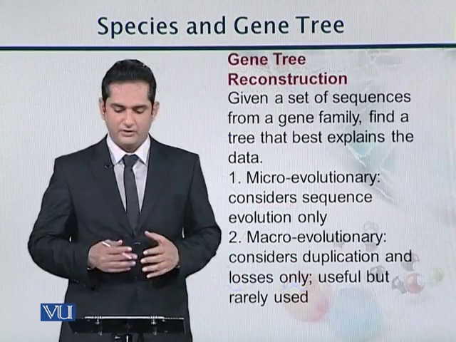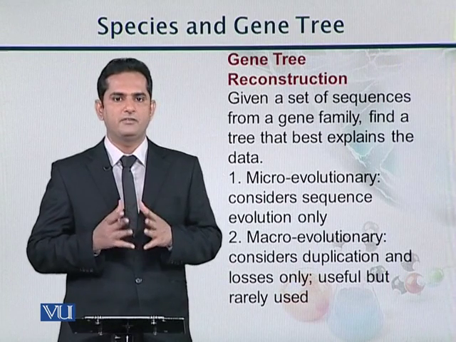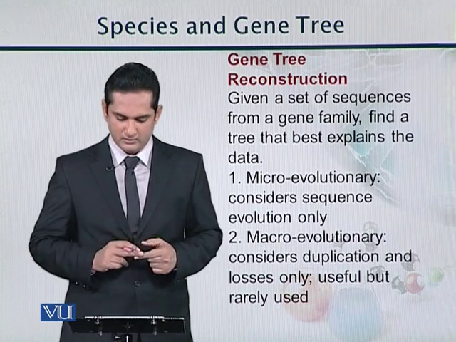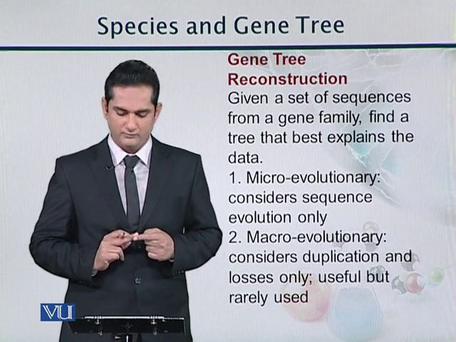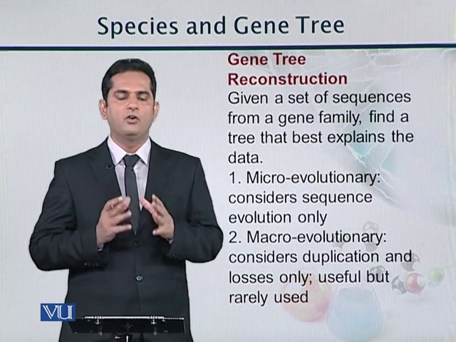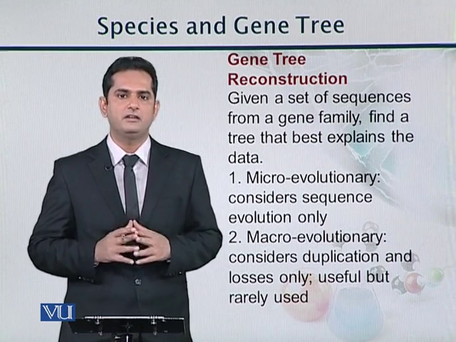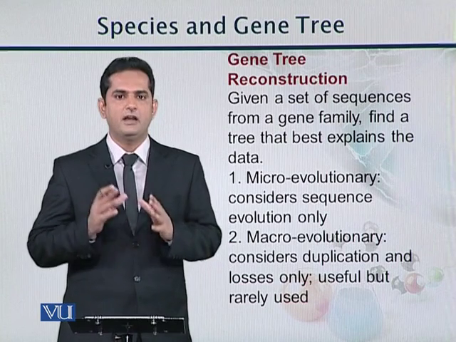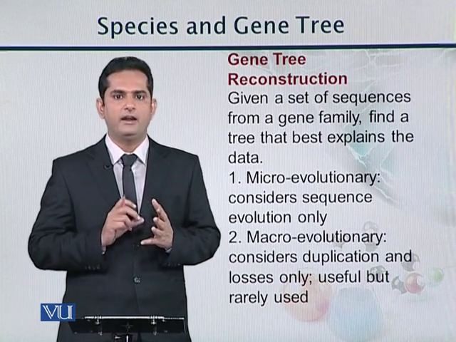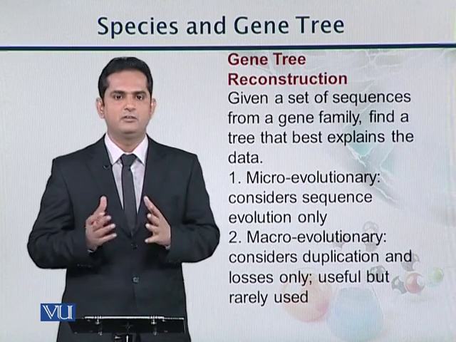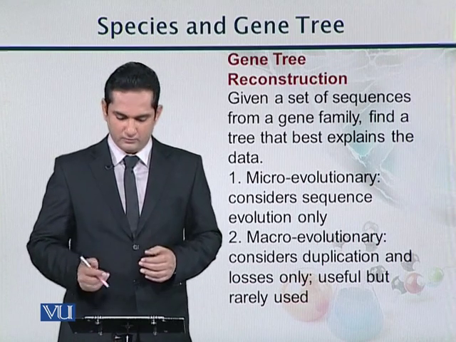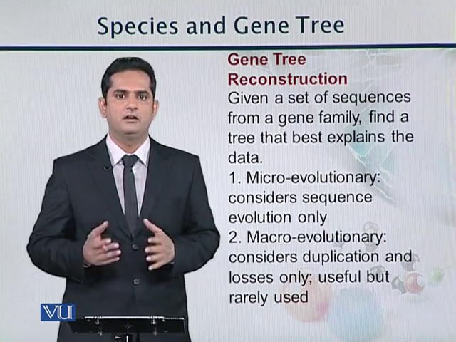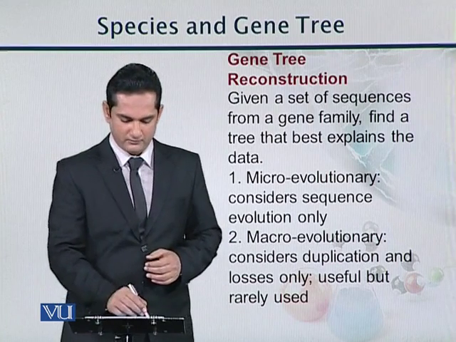So what is gene tree reconstruction? Now we have gene sequences and we want to construct a tree out of them. We have two choices. Number one is microevolutionary information, which considers only sequence information, and the other one is macroevolutionary information, which considers evolutionary information plus loss and gain information, which is the duplication event. Although the first one is used most of the time as compared to the second one.